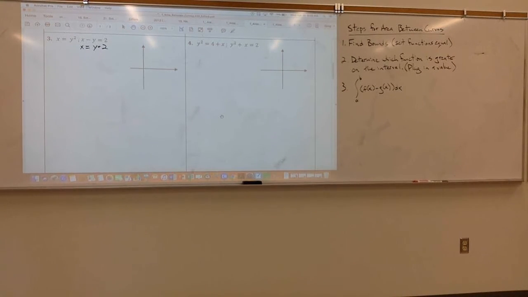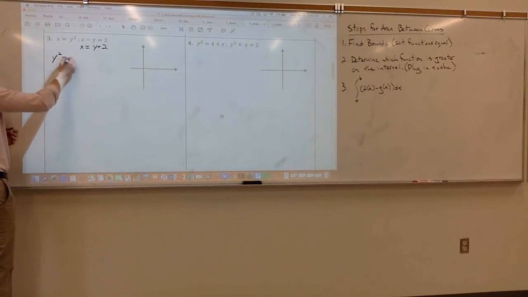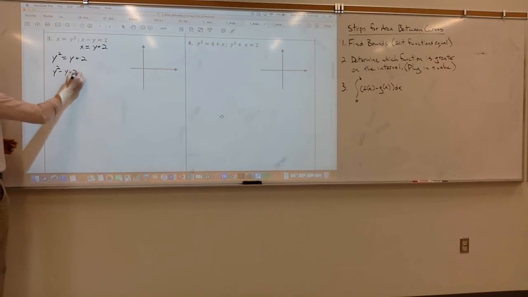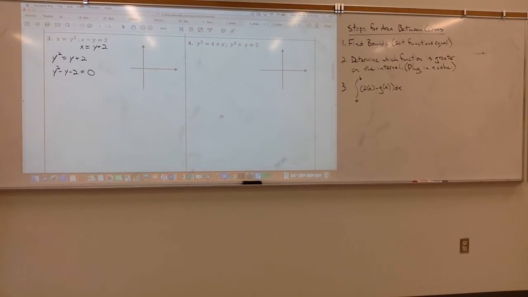So now if we want to go through these 3 steps, we can do so by hand in this example. First I would want to find the bounds. So I'm just setting y squared equal to y plus 2. So how would I solve this? Yeah, get everything on one side equal to 0. So y squared minus y minus 2 equals 0. Now what?